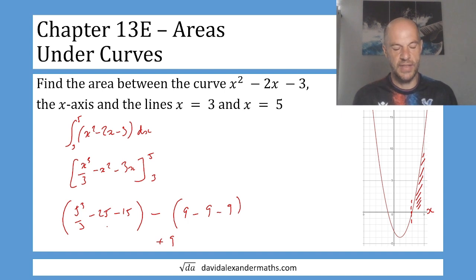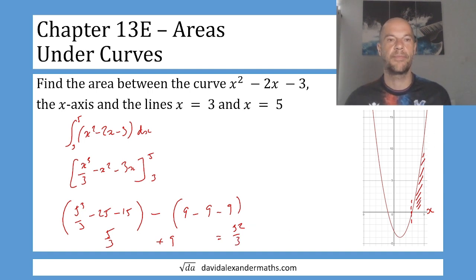So let's just deal with the left-hand bracket. The numbers were quite nice here, so 5 times 5 times 5 divided by 3, minus 25 minus 15 equals 5/3. And if I add 9 to that, I'm getting 32 over 3. So 32 over 3 units is this area under the graph there.